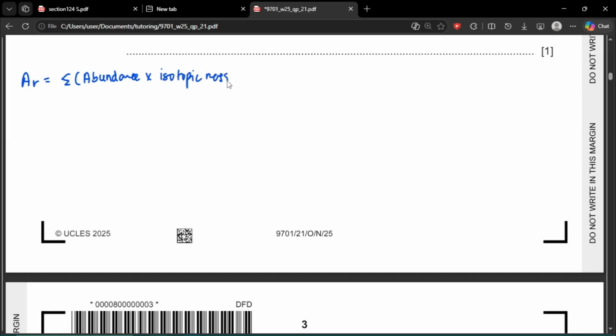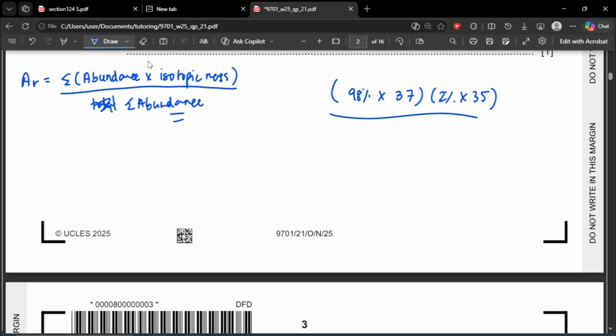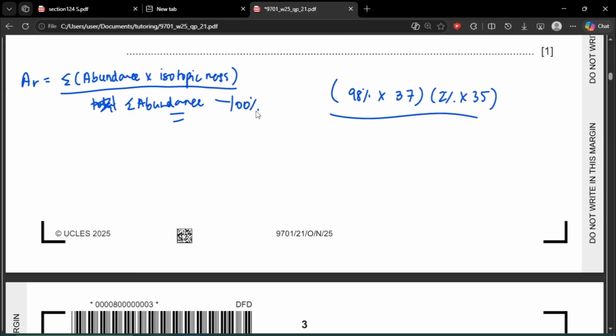For example, one of them might have 98%. You multiply it by an isotope of 37, and then the other one might have 2%, and you multiply it by an isotope of 35, and then you have to divide it by the total abundance. The total abundance, which you can also write as the sum of abundance, I think in AS level is always 100%.